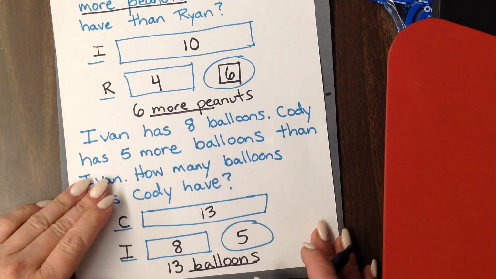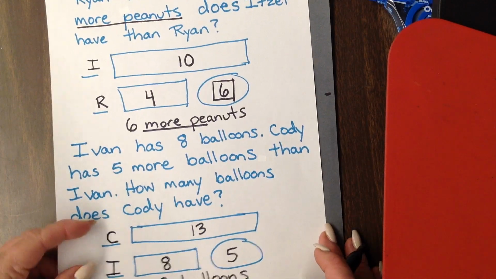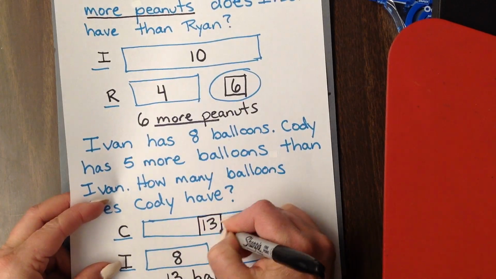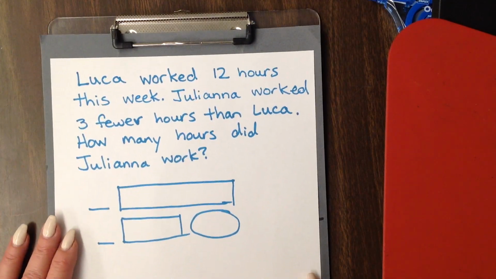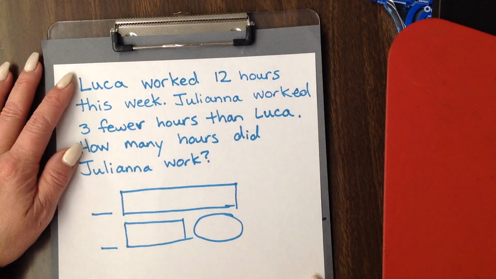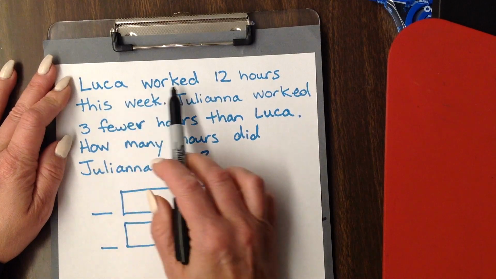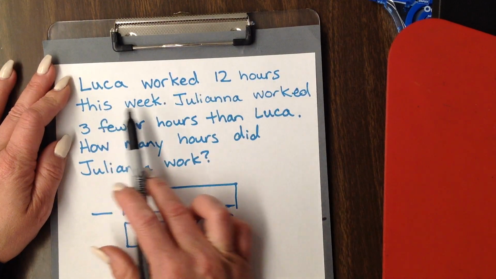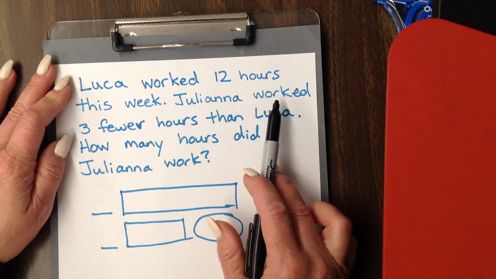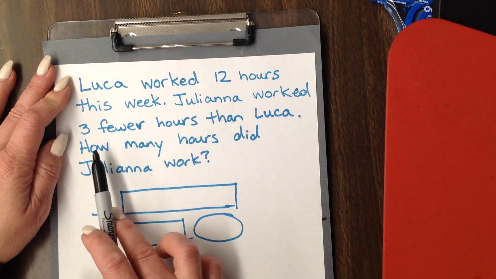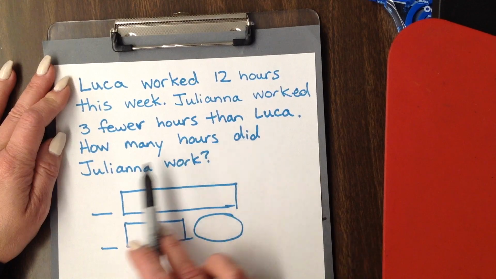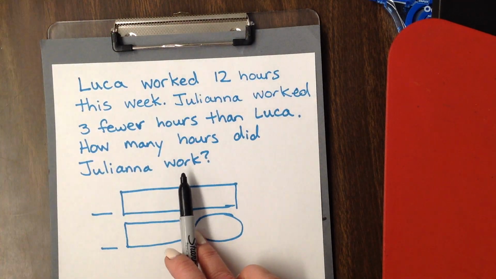All right. Okay, so let's look at another one. Oh, and again, this one was our unknown number, right? So we should have marked that. Okay, let's do another problem here. Pull this down, center it up. All right. It says Luca worked 12 hours this week. Juliana worked 3 fewer hours than Luca. How many hours did Juliana work?